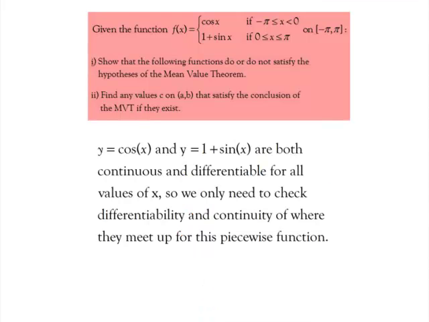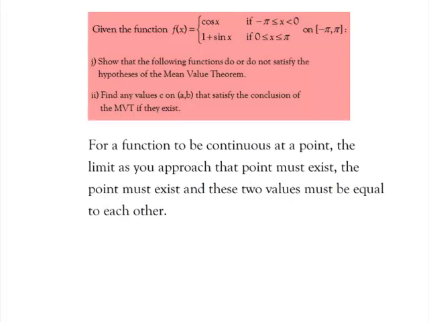On our next example, we have a piecewise function here, and so we notice that both of the branches themselves individually are continuous and differentiable for all values of x, and so therefore we only need to check the differentiability and continuity of where they actually meet up together. So in other words, where x is equal to 0.